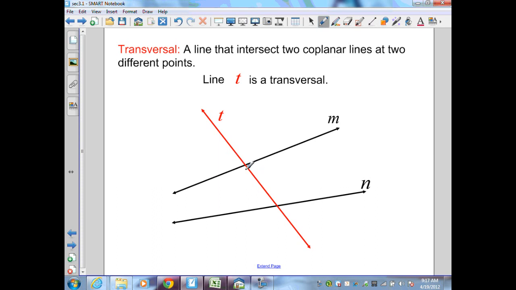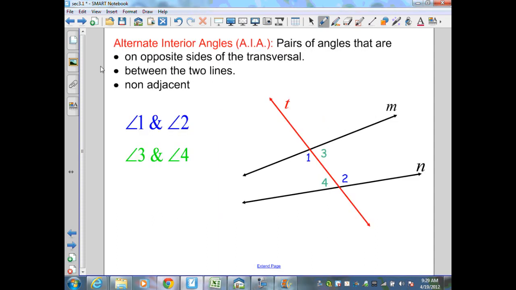For example, vertical angles, and also linear pairs for each intersection of T to M and T to N. In this section, what we want to do is identify different pairs of angles that have a relationship with T, M, and N. From previous sections, we already know how to identify vertical angles when two lines intersect and linear pairs when two lines intersect. Now we need to learn how to identify special angles when a line, being a transversal, intersects two other lines at two different points. Our first pair of angles is called alternate interior angles.